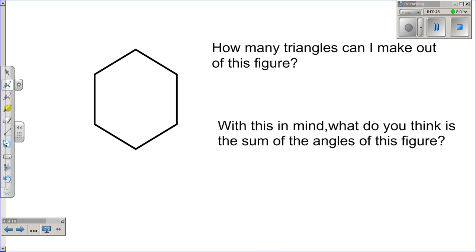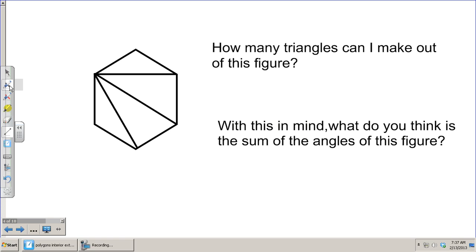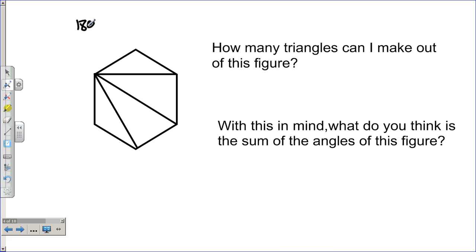So if I have a figure like this, I could pick any vertex, go to all of the vertices that aren't right beside it, and look at how many triangles I have. 1, 2, 3, 4. So if I have 4 triangles, I go 180 degrees times 4 for a total of 720 degrees. That means if I add all of these angles together, I get a total of 720 degrees.